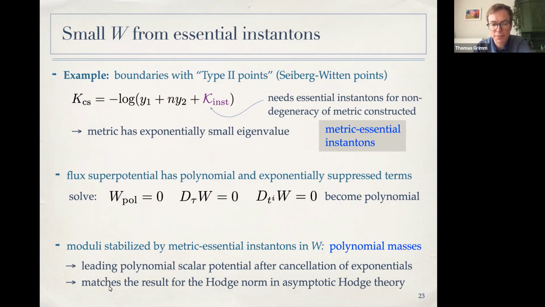And in fact, this fits very nicely with the result that the Hodge norm in asymptotic Hodge theory is polynomial. Yeah, and that's how this can work. So despite the fact that there are exponential corrections in the periods, the Hodge star can still have a leading polynomial piece because the exponentials cancel.